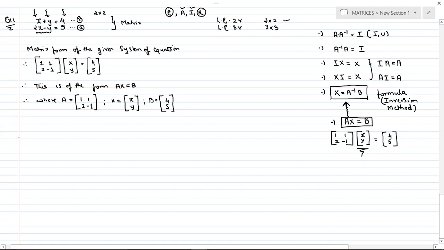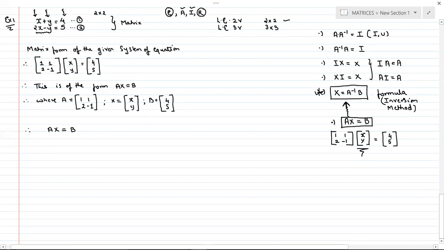Now we'll see how to create the formula. Here we know the given form is AX equals B. From this, the formula is X equals A inverse B. Now we'll see how you get this form, X equals A inverse B. For each and every sum based on the inversion method, you have to show how you got the formula. For that part you will get 1 mark.